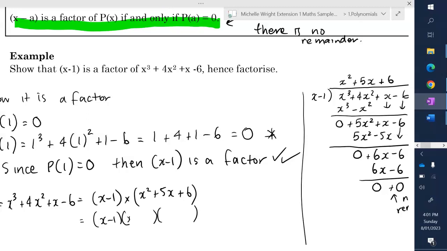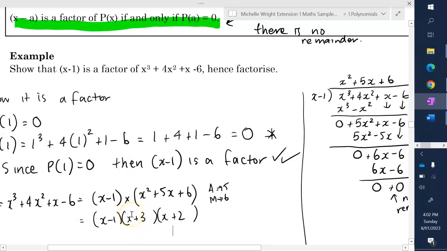I think we can. We can add to 5. We can multiply to 6. We've got 3 and 2, plus 3 plus 2. So I have now fully factorized my cubic, and there's our solution.